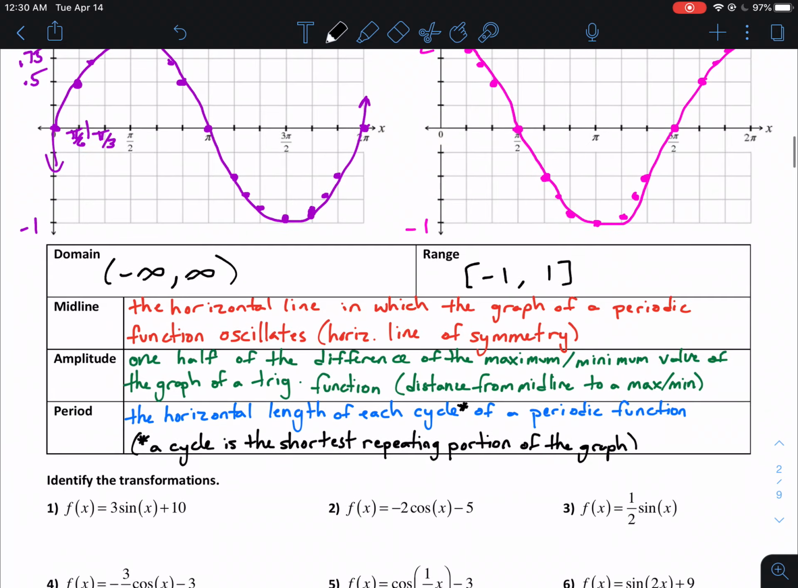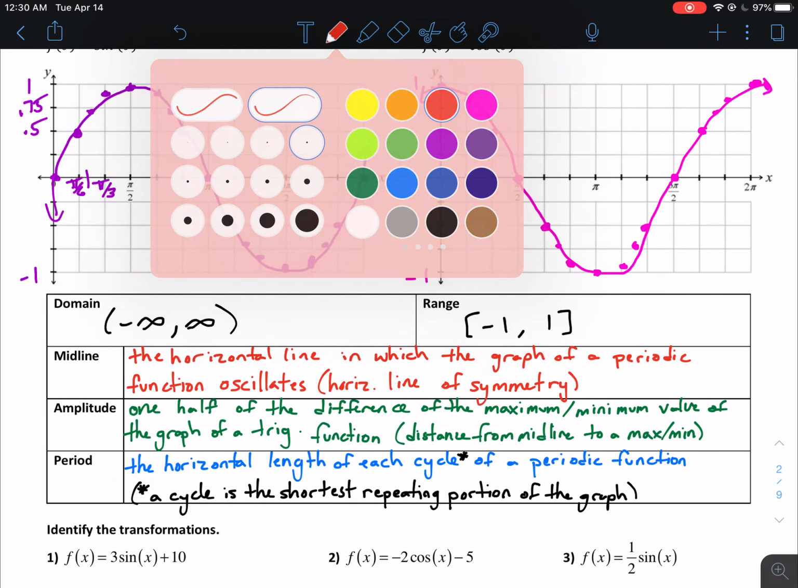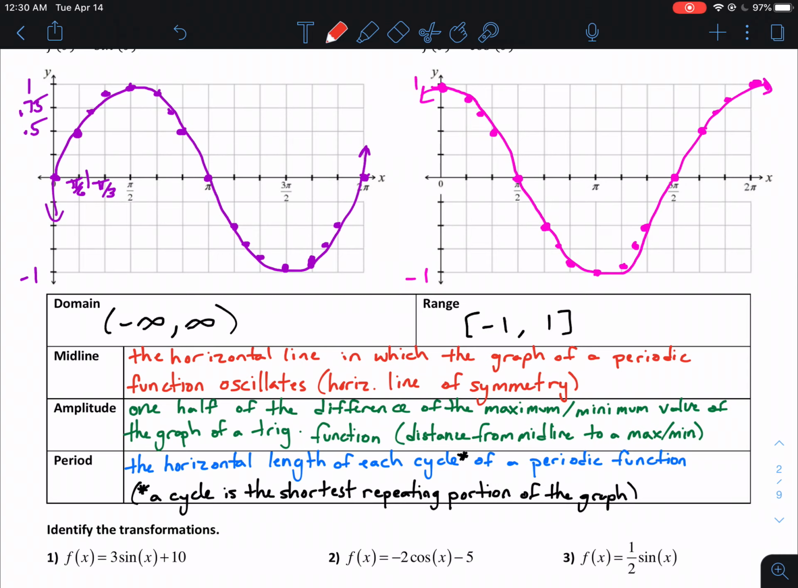Okay, some of the other key features of our graphs. The midline is going to be the horizontal line in which the graph of our periodic function oscillates. A good way to think about this is that it's the horizontal line of symmetry. In both of these cases, that line, which I'm drawing in red here, would have been through y equals 0. So if you draw your line through y equals 0, and if you were to continue your graph, you would have this kind of reflective symmetry about that line. So if you wanted to mention for the parent functions, that's about the line y equals 0.